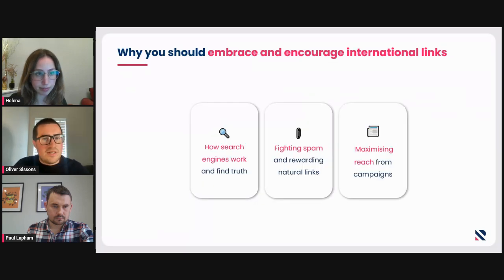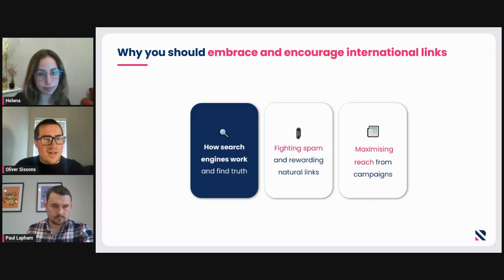So the three key reasons why we can be confident that international links will help drive SEO growth, even for single market clients, and why we shouldn't be worried about our link building campaigns picking up international coverage, can be broken into three categories. First is how search engines work and where they look for truth, where they find out information about where a business is based and what market it should be relevant to rank in. The second is how search engines like Google handle spam, and why we can be confident that, because of the way they handle spam, having a sudden influx of international links is going to be a good thing rather than a bad thing. And finally, when it comes to maximizing the reach and success of your digital PR or link building campaigns, what the implications are of international links in terms of the visibility of your campaigns, and how trying to control that can actually have unintended consequences that all SEOs should know about.